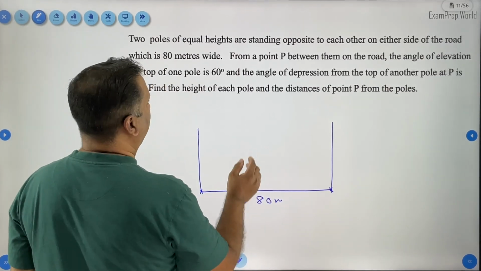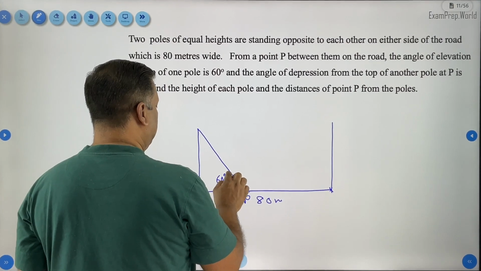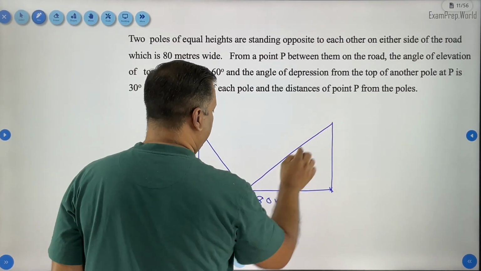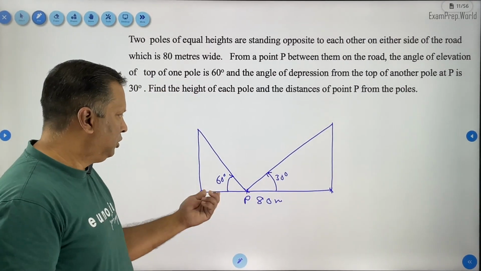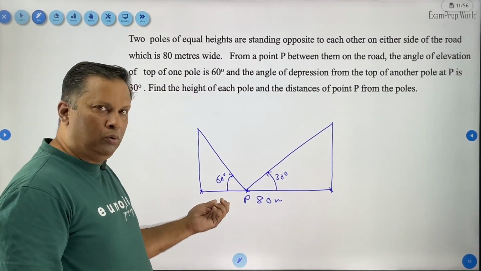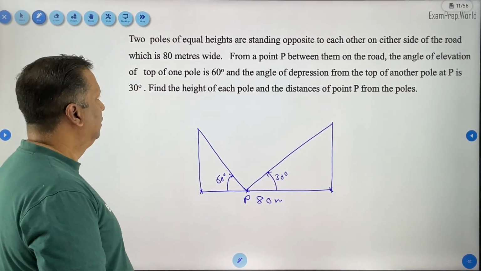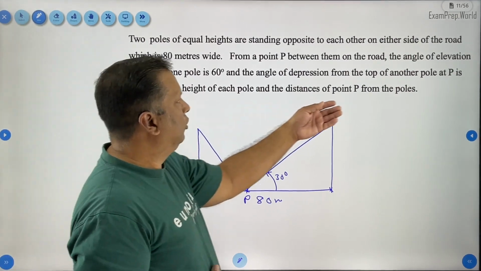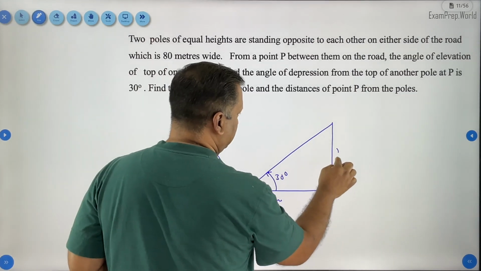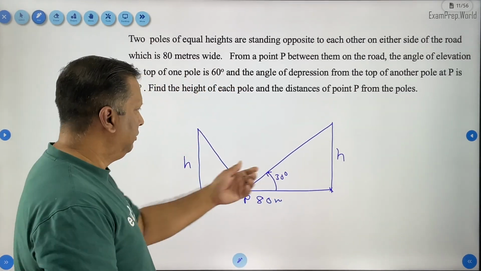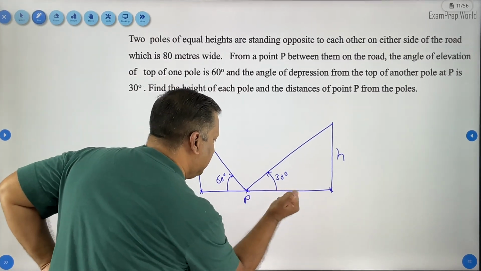Now from a point on the road, so let the point be here. Angle of elevation to the top of one is 60 degrees, and angle of elevation to the top of another one is 30 degrees. Okay, that means P is closer. The closer you go, the angle of elevation increases, and it is less when a little further away. Find the height of each pole, they are asking, right? So I can write h because both are equal height. Now this whole thing is 80 meters.